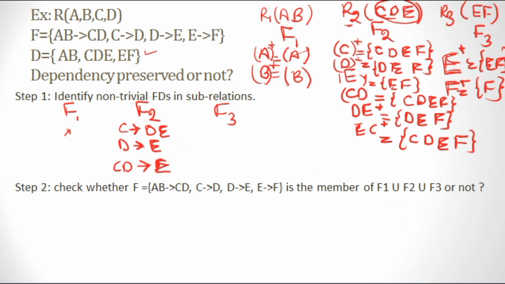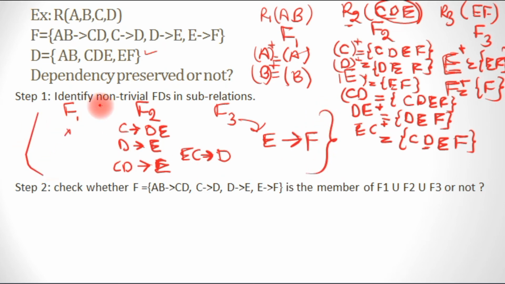Now CD can determine E and EC can determine, oh sorry, EC can determine D. And in F3 we have E can determine F. So this is the union of F1 union F2 union F3.